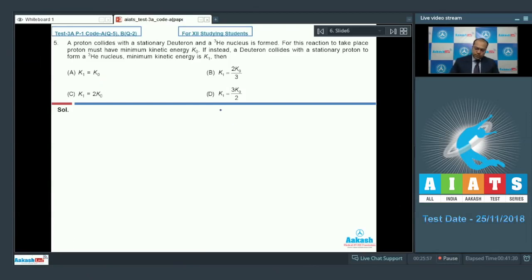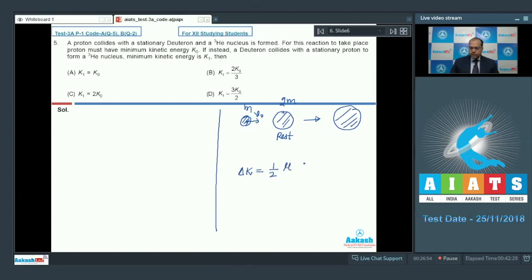So let's analyze the situation. Suppose this is a proton, and let the mass of the proton be m, and it is colliding with the deuteron whose mass is 2m, and the deuteron is at rest. Let it be moving with velocity v0, and it has a collision with the deuteron. In this process, a helium nucleus is formed. So in this process, since the collision is inelastic, the maximum energy loss can be written as half into mu, that is the reduced mass of the system, into v relative square.